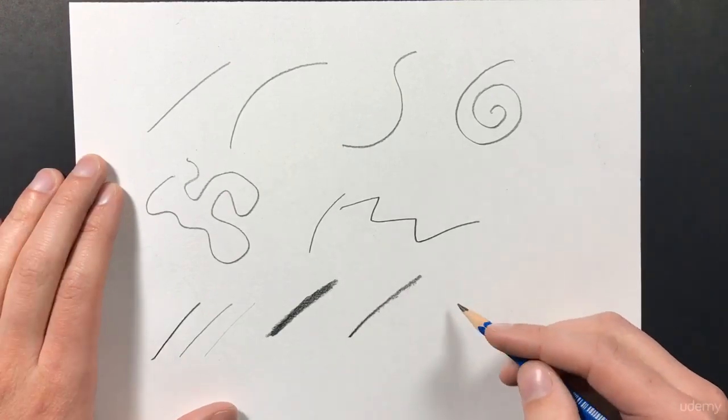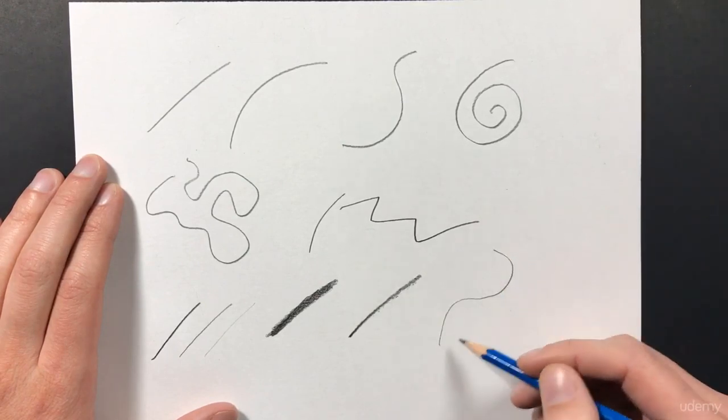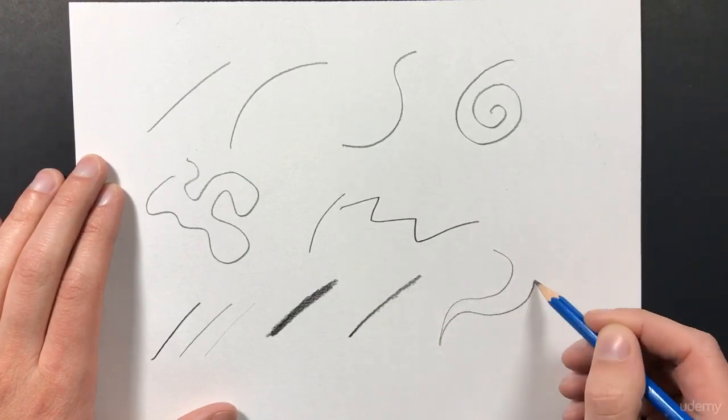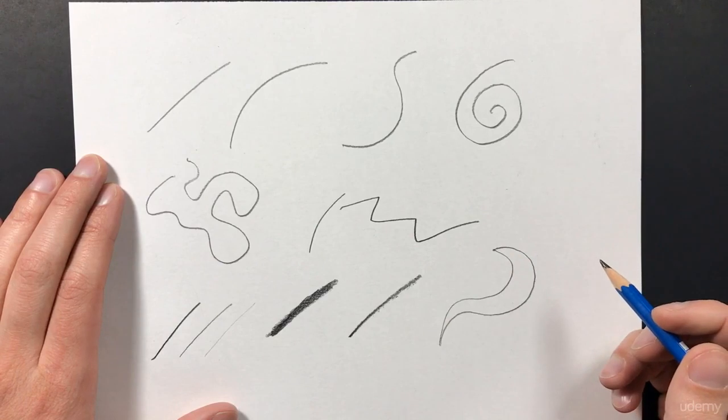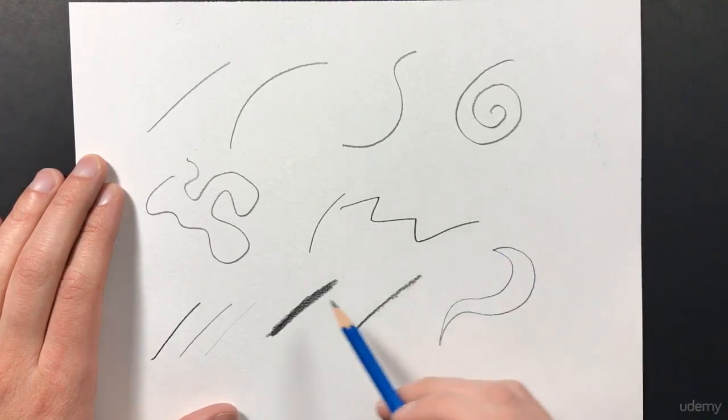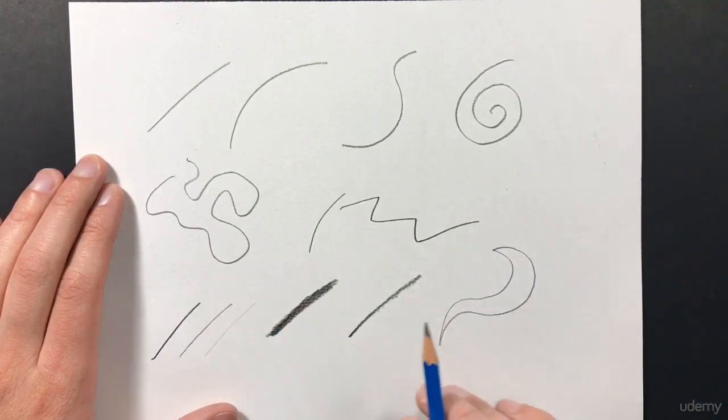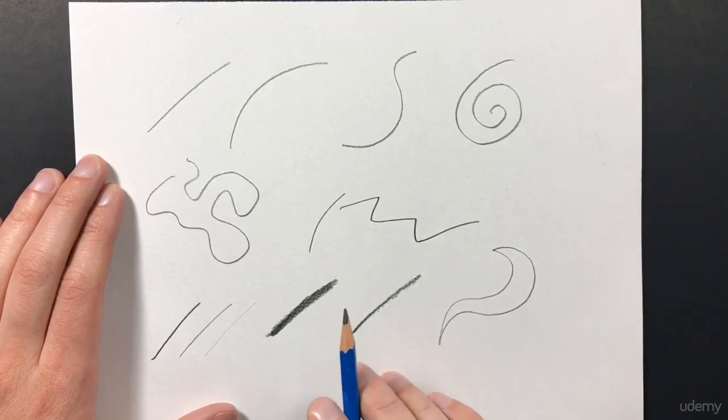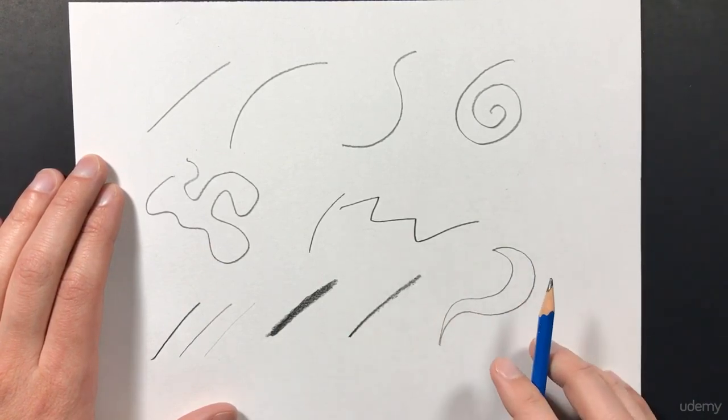And you can also combine lines. So I can draw a line like that, and then I can draw another one that connects like so, and then that creates a shape. So I want you to play around with this and try to create as many lines as possible and as many variations of those lines as you can think of.